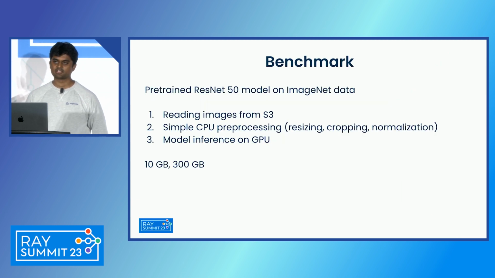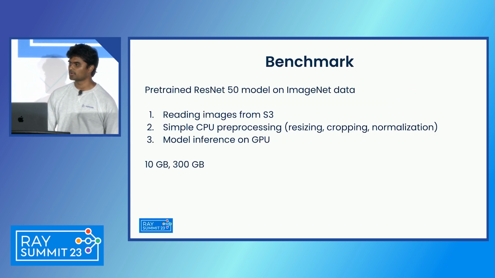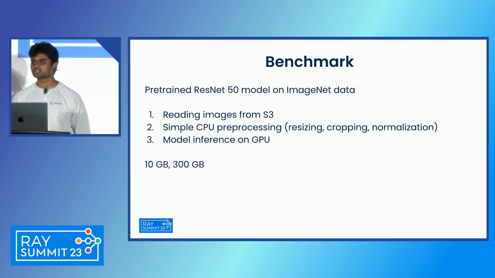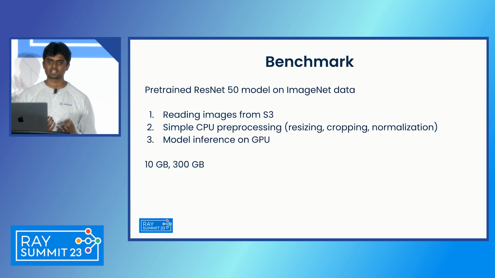So the setup here is that we have a pre-trained ResNet 50 model, and we want to do batch inference on ImageNet data. So the pipeline is very simple. You want to read images from S3. You want to do some simple CPU pre-processing, such as resizing, cropping, and normalizing those images. And finally, you want to do model inference on GPUs. And you run this on both 10 gigabytes and 300 gigabytes.